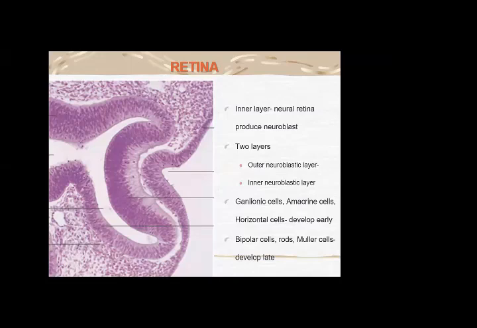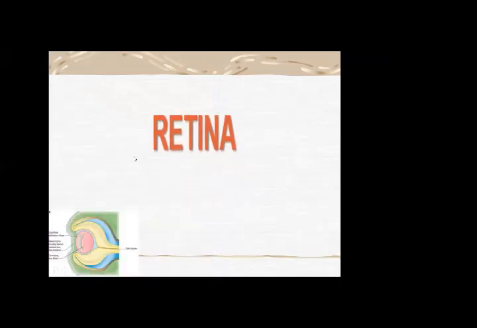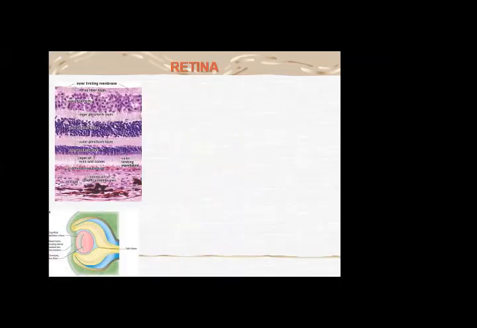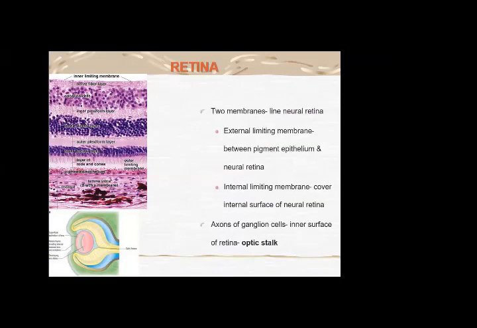It does not mean, please be clear about one thing, that this layer develops first, this layer develops earlier, later on, or this develops earlier, this develops later. That is not so. It is not layer-wise development. It is cell-wise development, because these are cells of different layers and they develop accordingly. Okay.